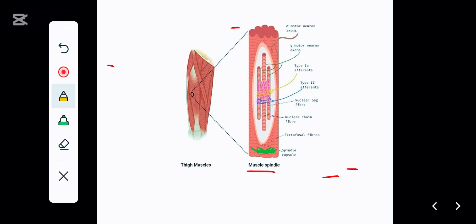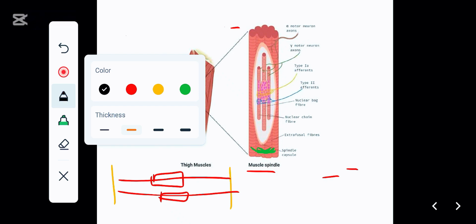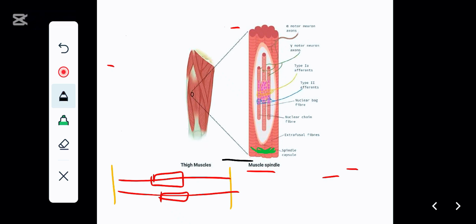So let's say you have a setup where this is your overall muscle. Inside here, you have your intrafusal fibers, and the central portion here is the sensory part, for both the nuclear bag and the nuclear chain. When your muscle starts contracting, what is going to happen is that it's going to be reducing.